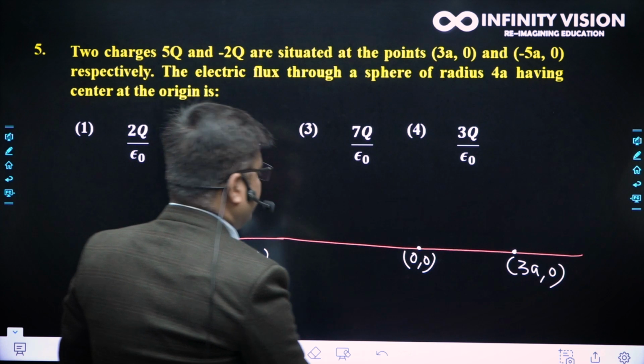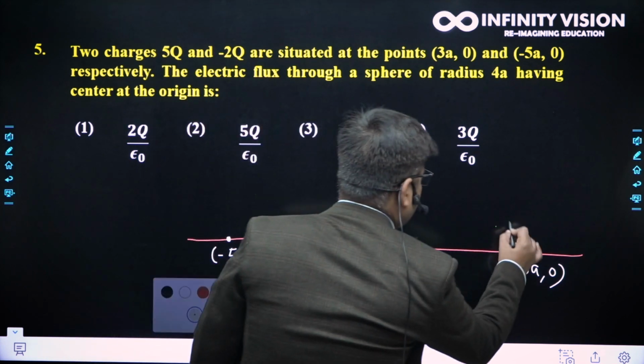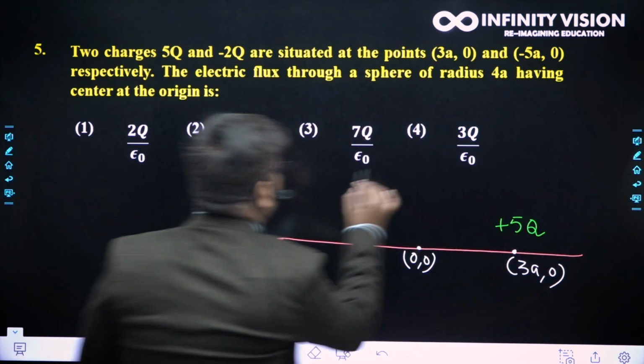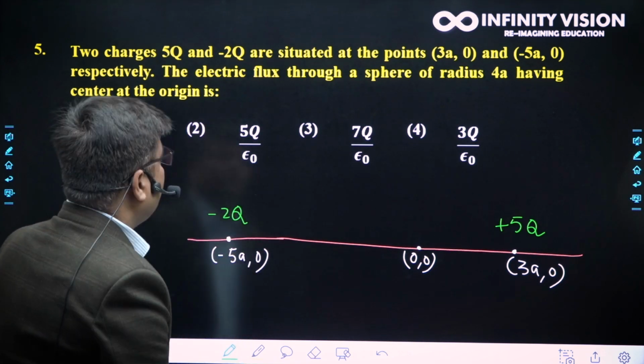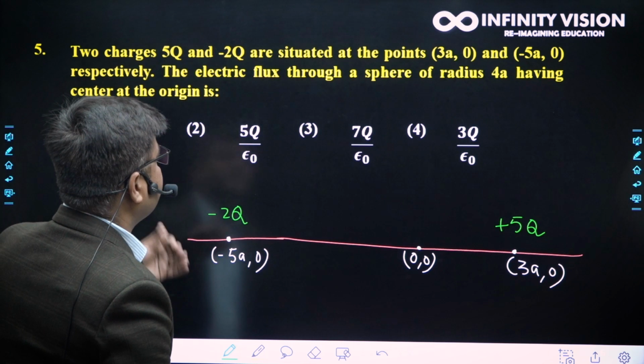A charge plus 5q is kept over here. This is the charge plus 5q. And a minus 2q charge is kept over here. Now, they are talking about the electric flux through a sphere of radius 4a.